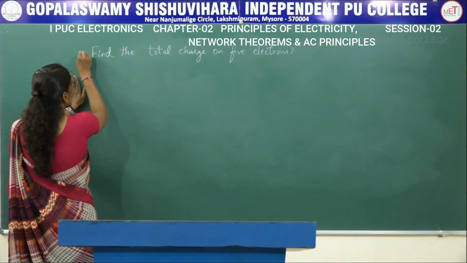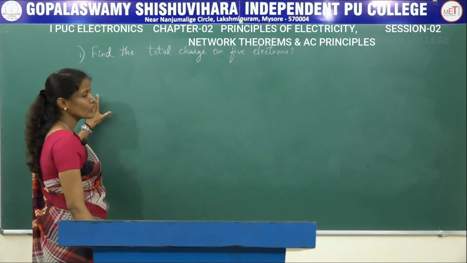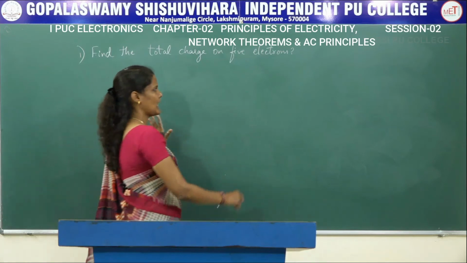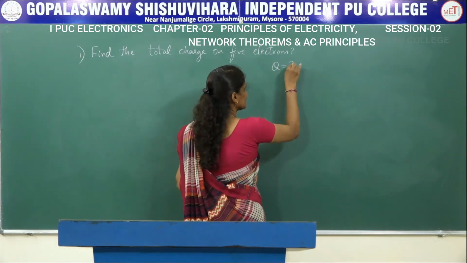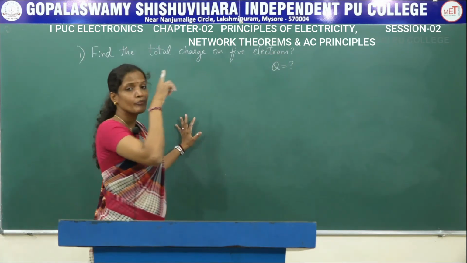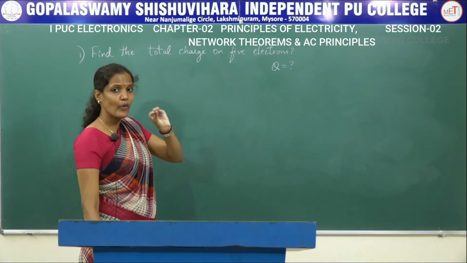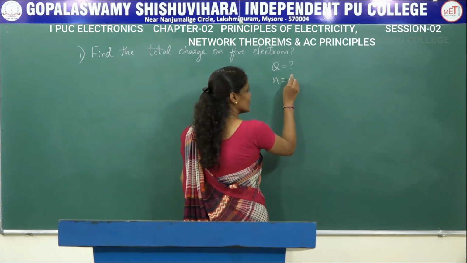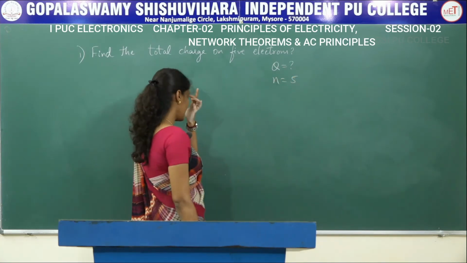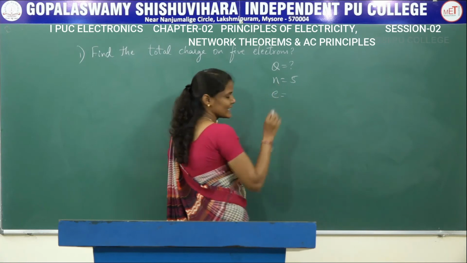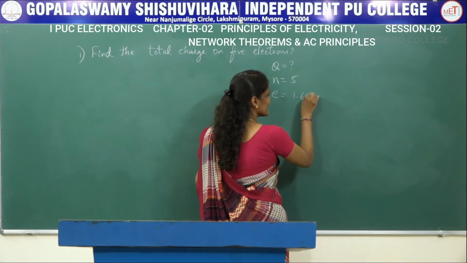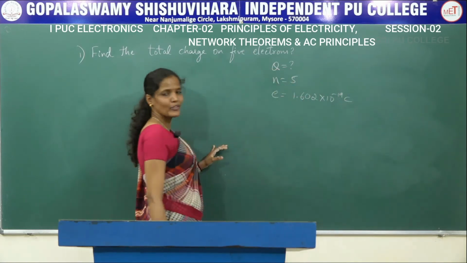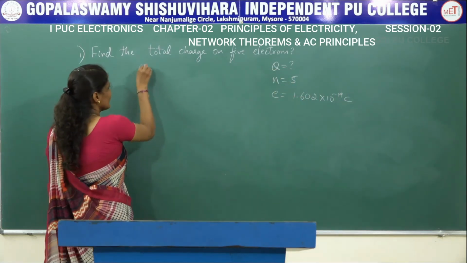The very first problem is find the total charge on 5 electrons. Find the total charge. Charge will be denoted by the letter Q, and the number of electrons given is 5, so N is equal to 5. The charge of one single electron is 1.602 into 10 to the power of minus 19 coulombs. So we have to find out the value of Q. We are having a direct formula.